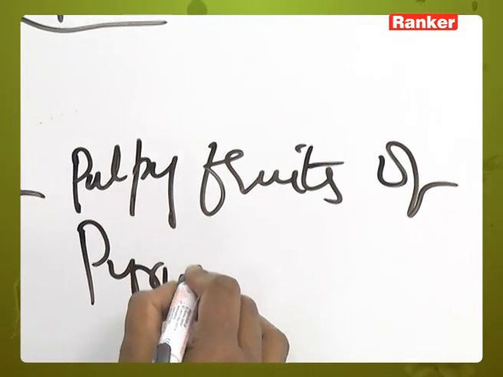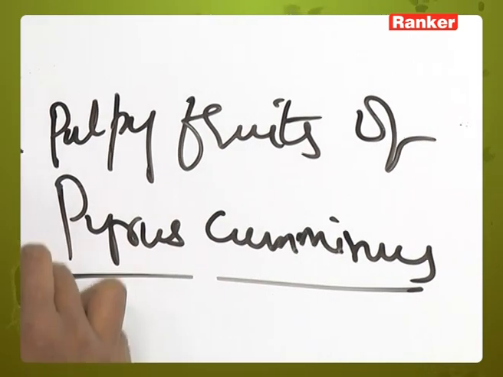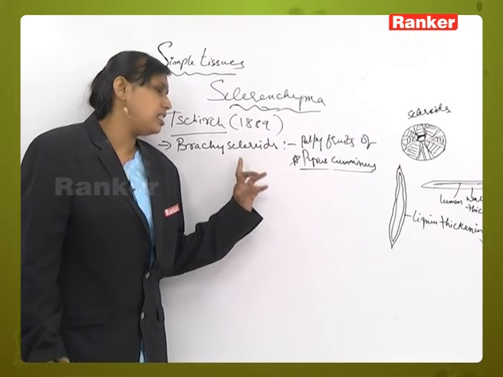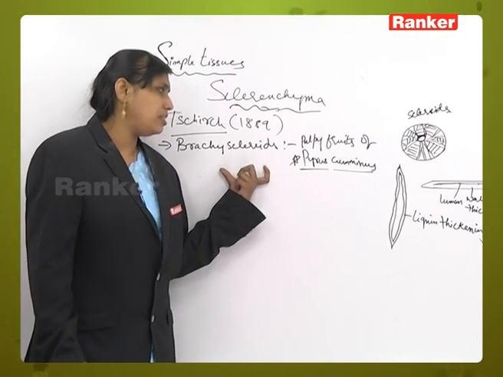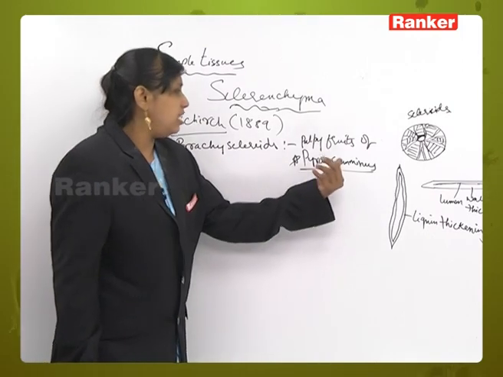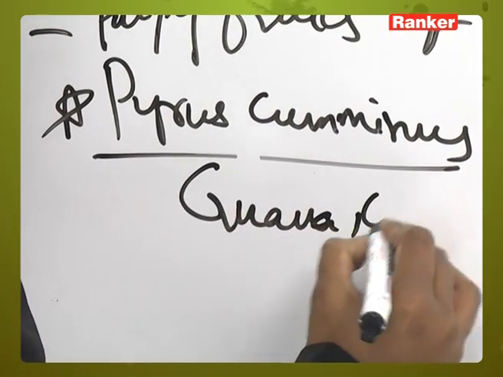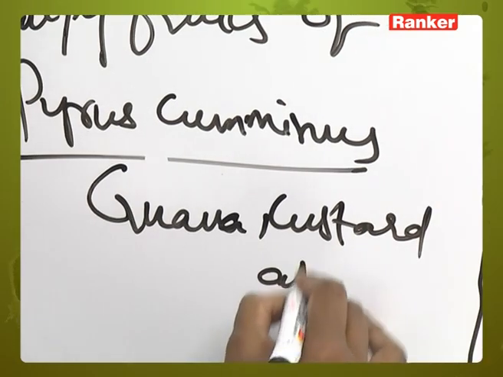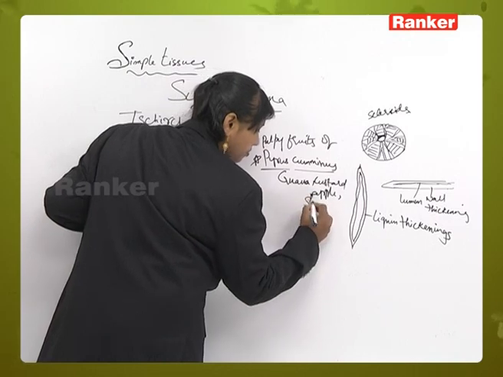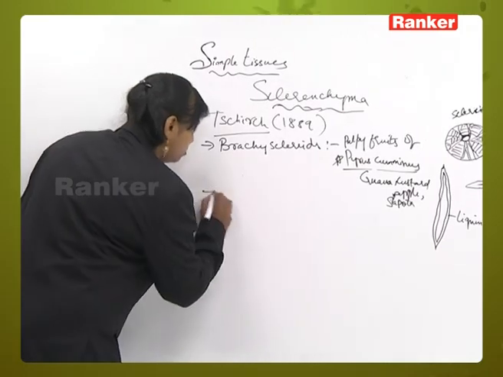Pyrus. This is very important. These examples are very important from an entrance point of view. Brachiosclerides are cells which are isodiametric in nature and more or less resemble the parenchyma cells. These are almost seen in custard apple, guava, and you can also write Sapota as an example. These are the examples where you can see the presence of Brachiosclerides. Another one is Macrosclerides.